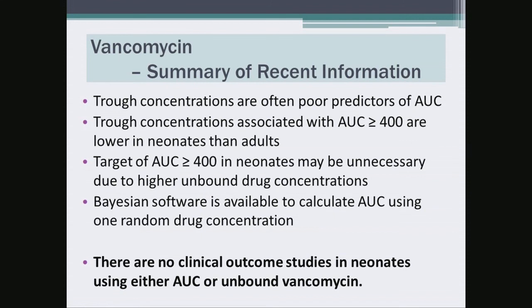Those places that have pharmacologists and Bayesian software available, you can calculate AUC using one random drug concentration. So the purpose of a TDM program in a hospital would be using this Bayesian software and therefore only needing one random drug concentration instead of multiple drug concentrations. But we have no clinical outcome studies in neonates either using the area under the curve or unbound vancomycin. Those are yet to be determined.